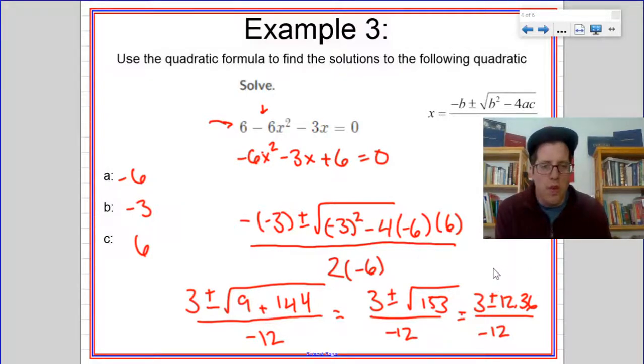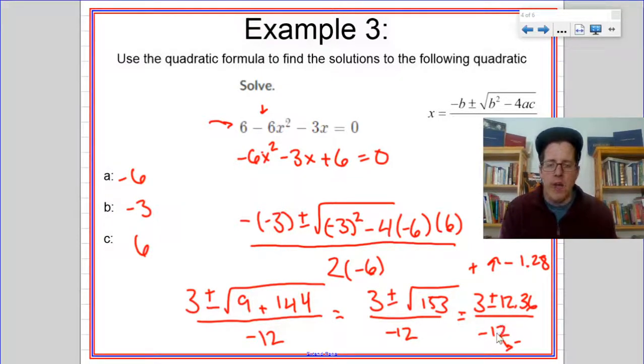Okay, and we're going to do 1 for the plus, and we're going to do 1 for the minus. So for the plus, it would be 3 plus 12.36 divided by negative 12. And that would be negative 1.28. Now, I know you're like, okay, I did plus. Why did it come out to be negative? Because I was dividing by a negative.